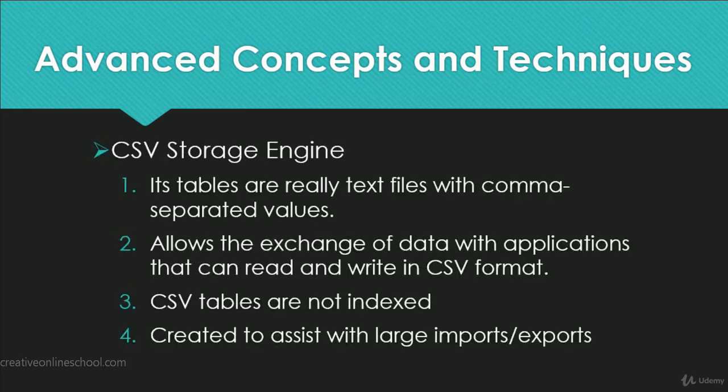First, the CSV storage engine. CSV storage engine, as its name implies, has tables that are really text files with comma separated values, just like the ones we were importing and exporting earlier. This allows the exchange of data with applications that can read and write to CSV format, but CSV tables are not indexed, and that can make them extremely slow when running queries. They're mostly created just to assist with large imports and exports.